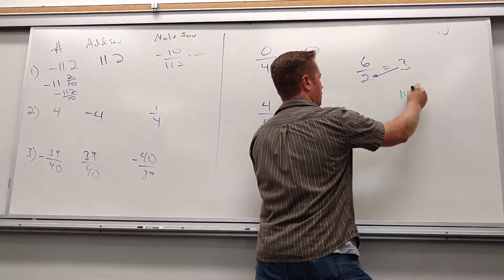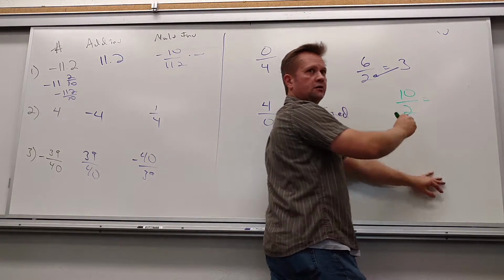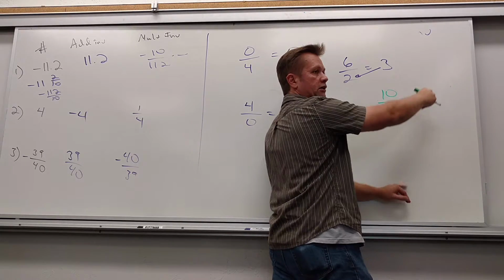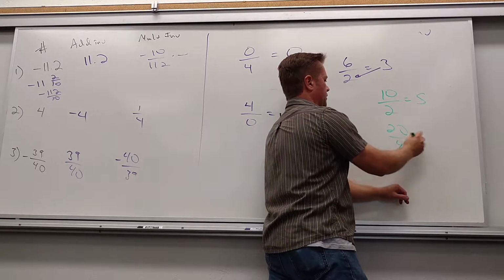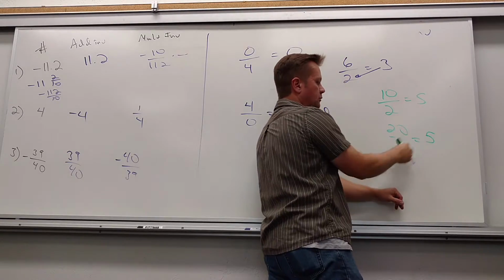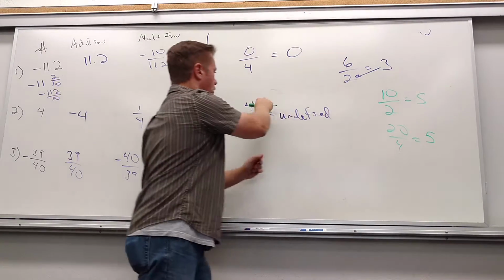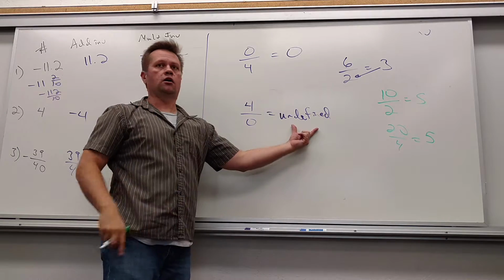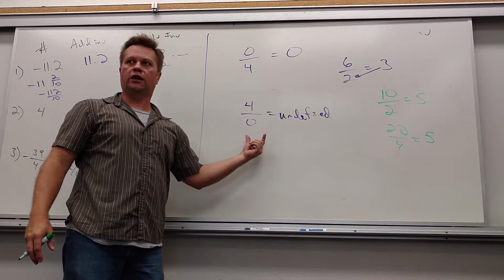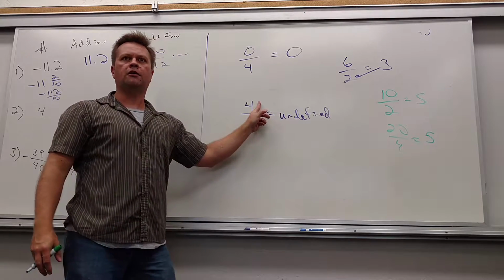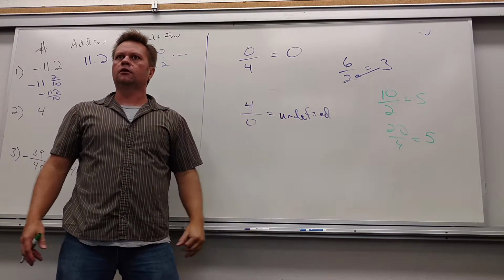Real quick, just to do a few more of these. 10 divided by 2 is 5, because 5 times 2 is 10. 20 divided by 4 is 5, because 5 times 4 is 20. 4 divided by 0, no. Because nothing times 0 is 4. There's nothing that's defined. When I multiply it by 0, how can I get 4? It's always going to be 0.